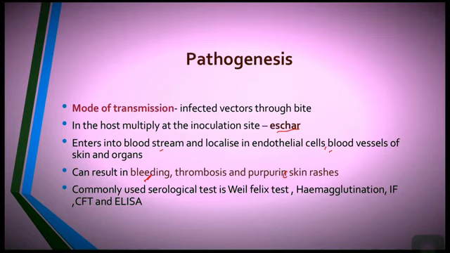The Weil-Felix reaction is a simple and useful test. It can be used for the identification of the organism. Molecular methods can also be used, like polymerase chain reaction, which is a rapid and specific identification of an organism.